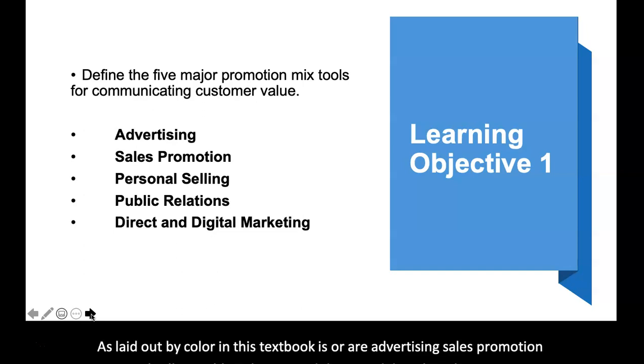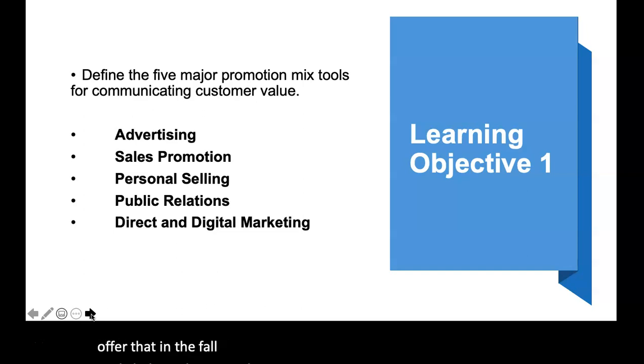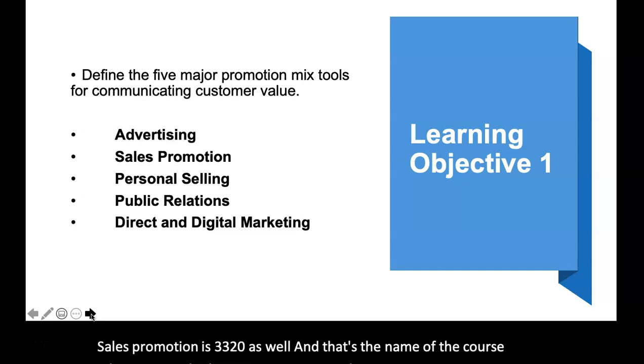So if you looked here at Fairmont State and took a look at advertising, we offer that in the fall. And I believe that is marketing 3320. Sales promotion is 3320 as well, and that's the name of the course, advertising and sales promotion. Personal selling is marketing 3400. We offer that in the fall.